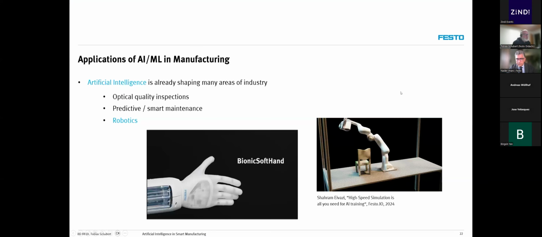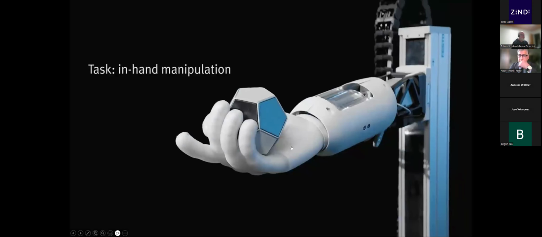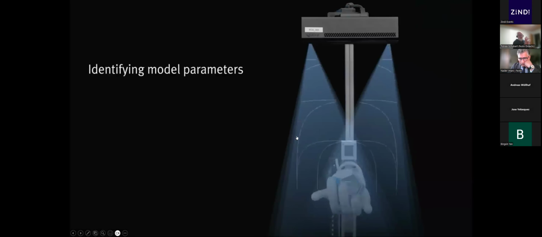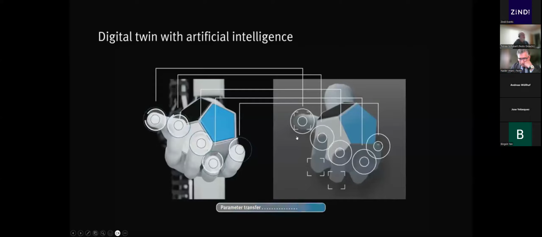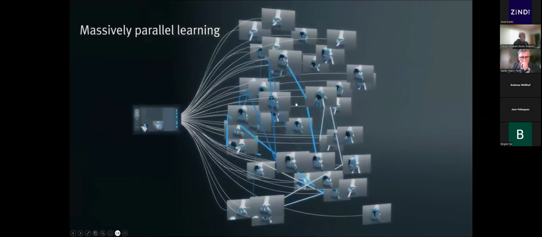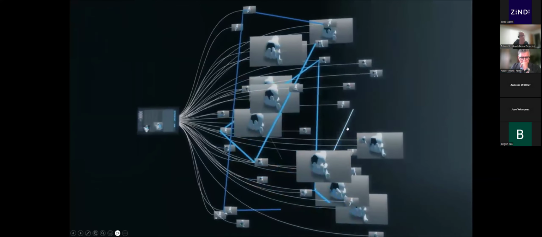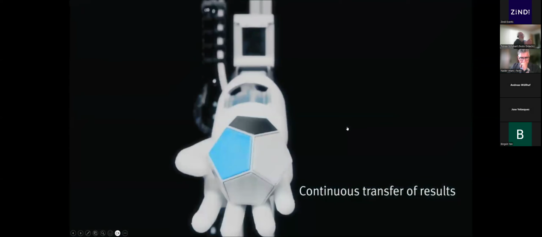Here are some more examples, also from Festo. One of these examples, I like it. It's called the bionic soft hand. The idea is it should learn how to manipulate the cube's position in the hand. And that's typically reinforcement learning. So we have a simulation. Each of these simulated agents is trying to learn how to manipulate the cube just to end up with a black surface on top.